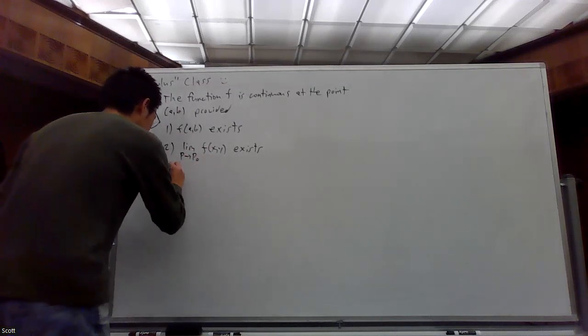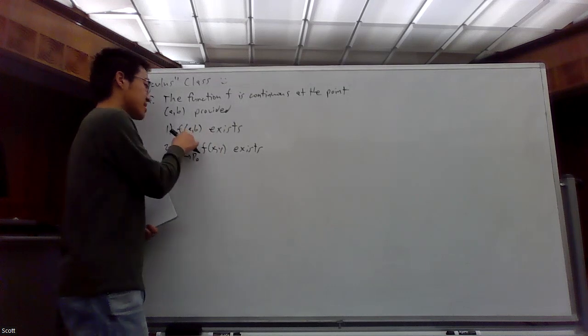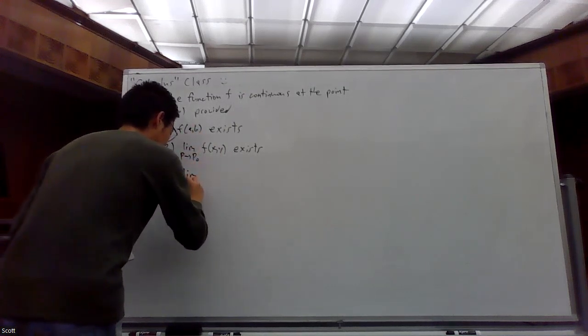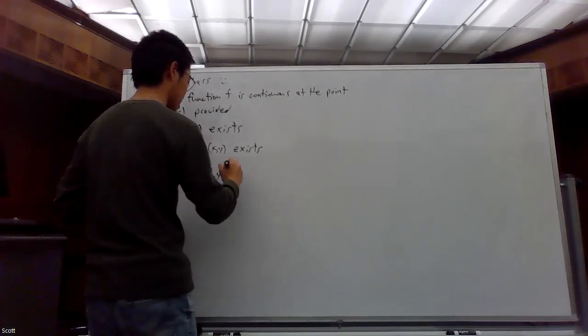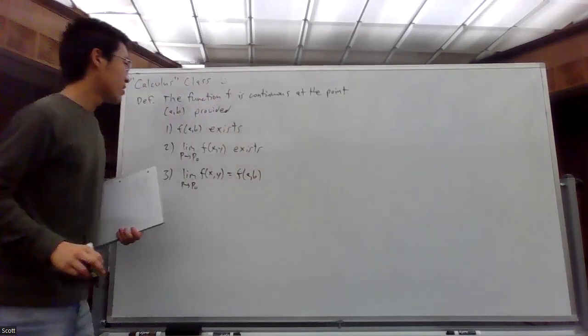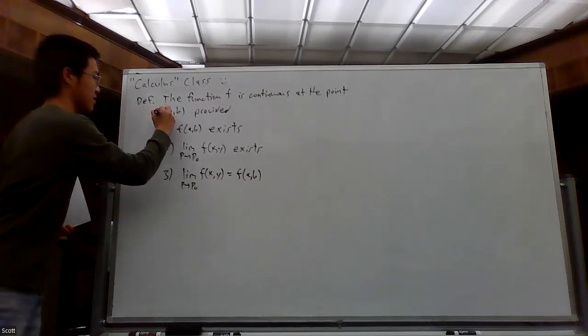And lastly, we just got to make sure that the very thing we're approaching is the thing it's supposed to approach. So that's the limit as p goes to p naught of f(x, y) equals f(p naught). I should specify that this is p naught. That's my bad.